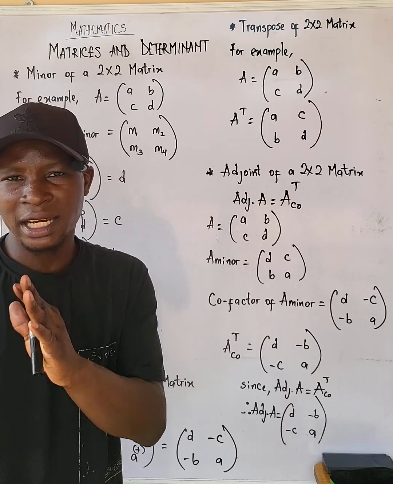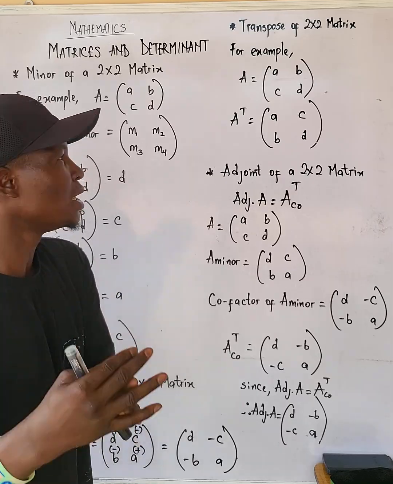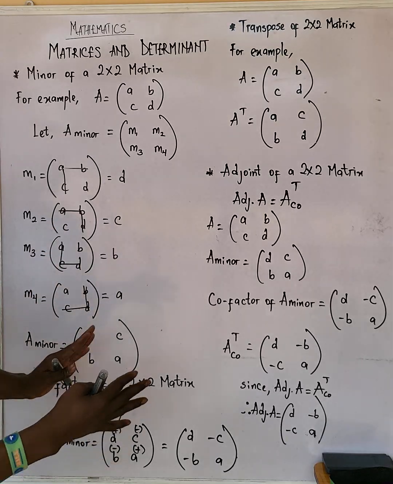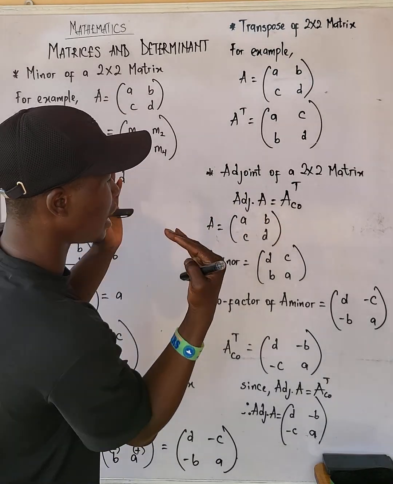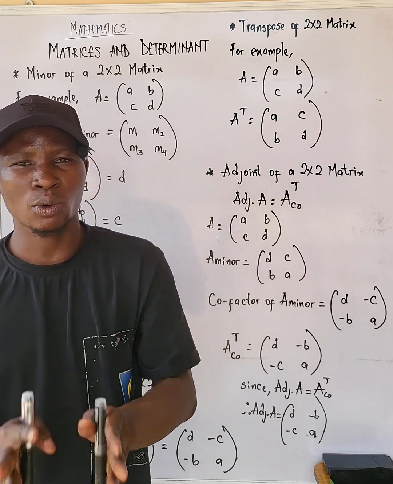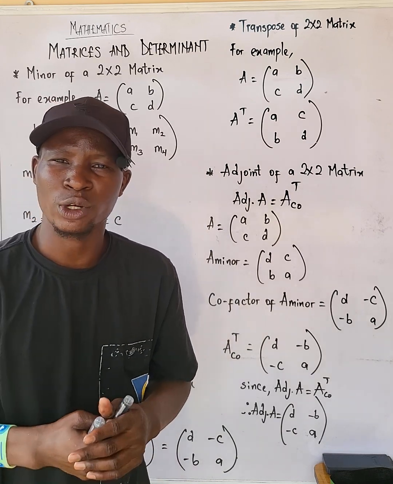So we are going to 3 by 3. We'll do the minor of 3 by 3, the cofactor of 3 by 3, the transpose of 3 by 3, and the adjoint of 3 by 3. So with that, I think there's no way a question will come that you won't be able to solve on matrices and determinants.